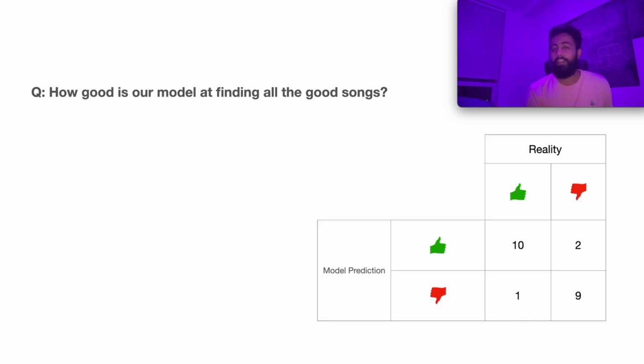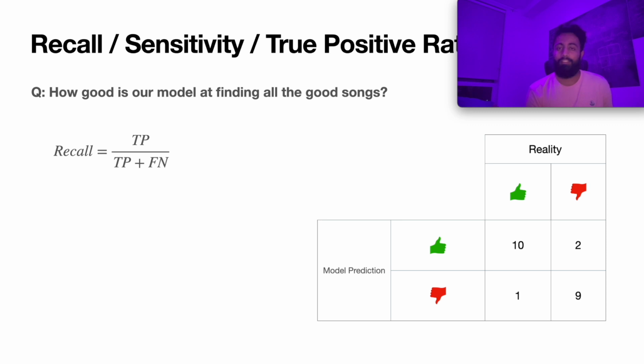Now, we may also have a different question, a question that relates to the false negatives, or in other words, how good is our model at finding all the good songs? To do this, we use recall, sensitivity, or true positive rate. They're all the same thing. Now we can see that there are actually 11 songs that were good, and our model was able to capture 10 out of 11 of them. Hence, our recall value would be 91%.